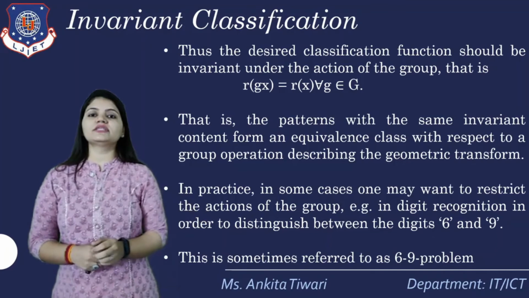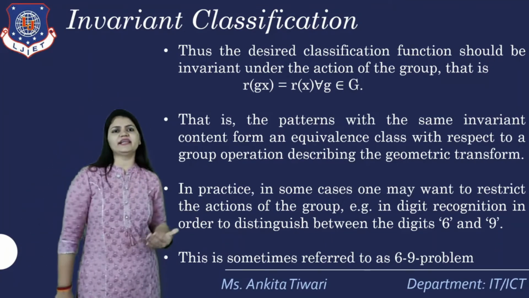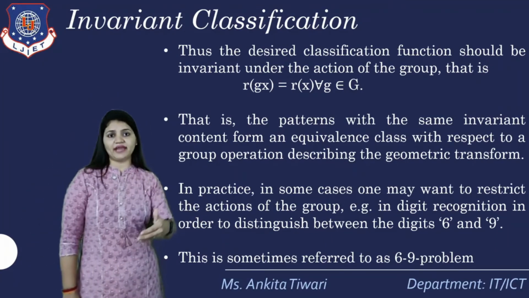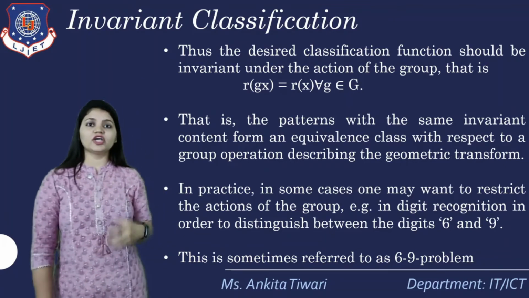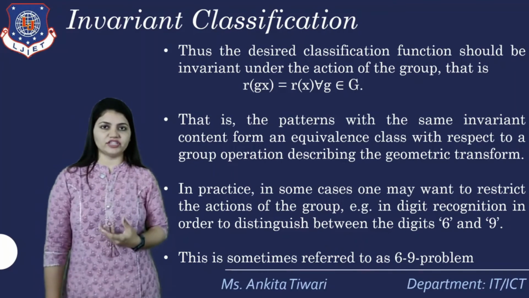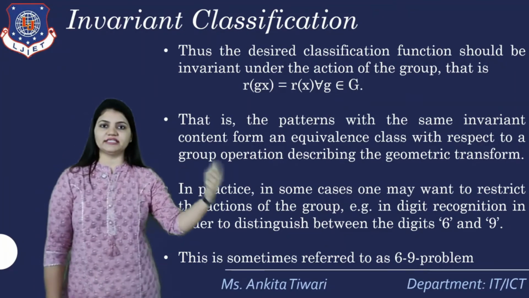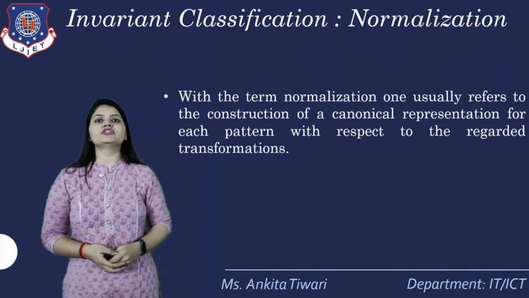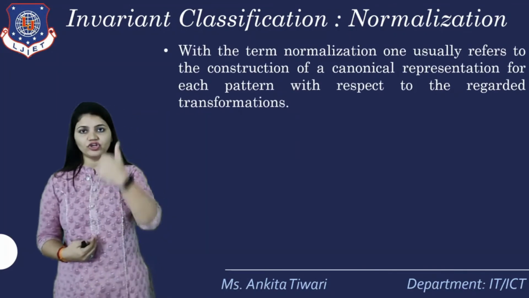Okay, so this is sometimes referred to as the 6-9 problem as well. So we have different criteria as well, like 7 is compared with 9 and 6 is compared with 9. As the similarity comes, the correlation comes between the different objects, the invariant classification comes into the picture. And with respect to that, we have a particular function defined for it, that is capital G. Okay, so invariant classification, we have particular classifications based on normalization.